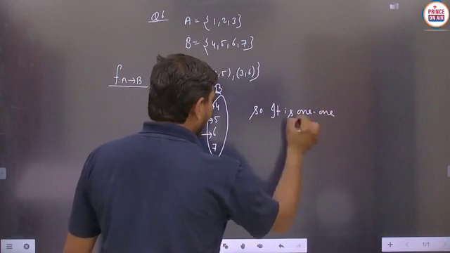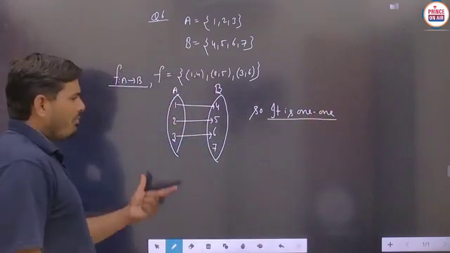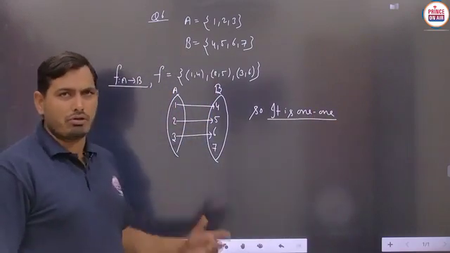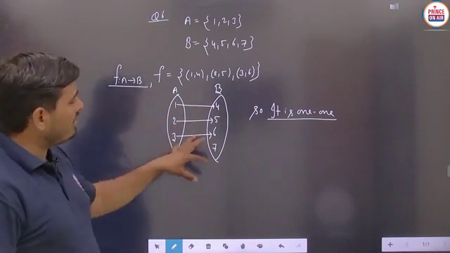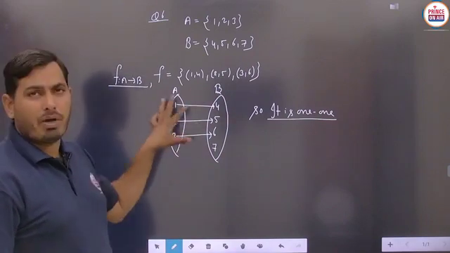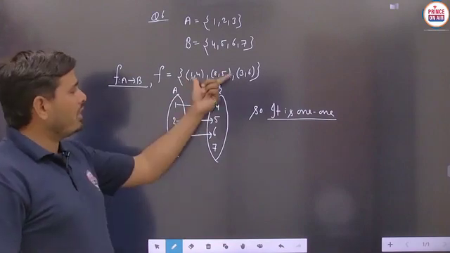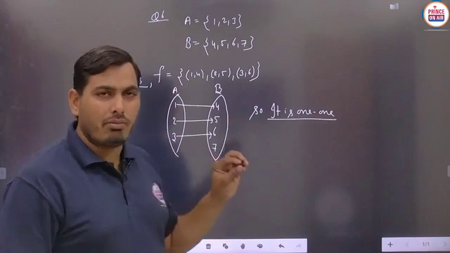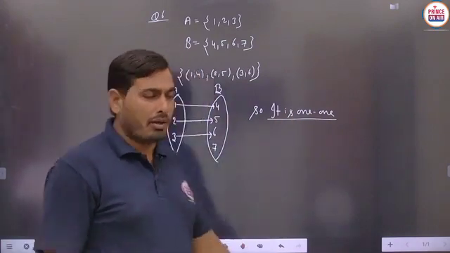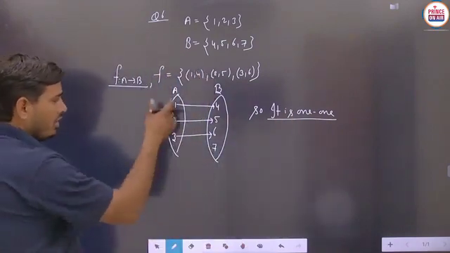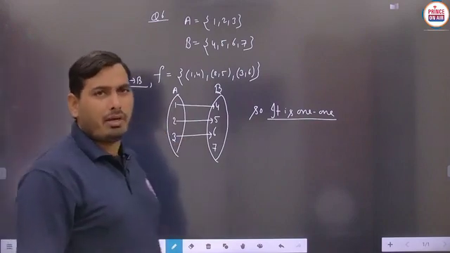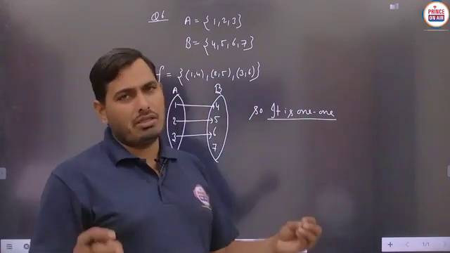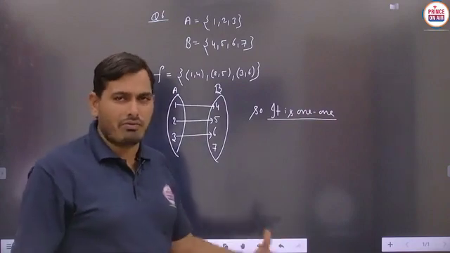You can use this type of mapping to give the answer in your copy, and in the exam also. Whenever the function is given in roster form, you can make the proper mapping here, no problem. You can check that each and every element of the domain has a distinct image, and in this case the function is one-one.